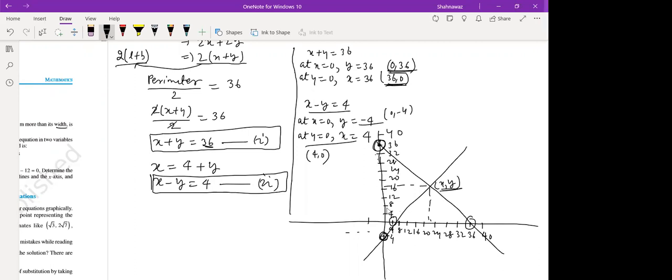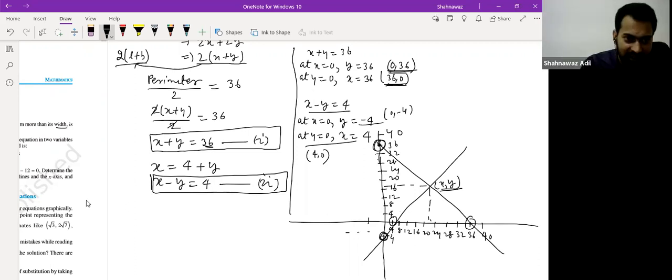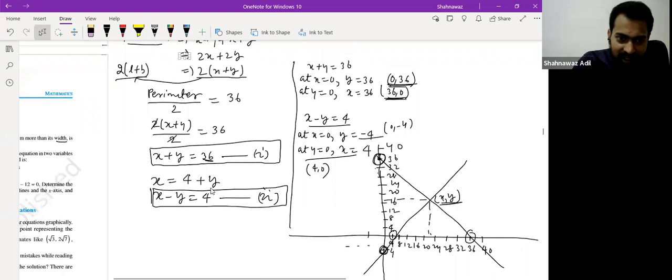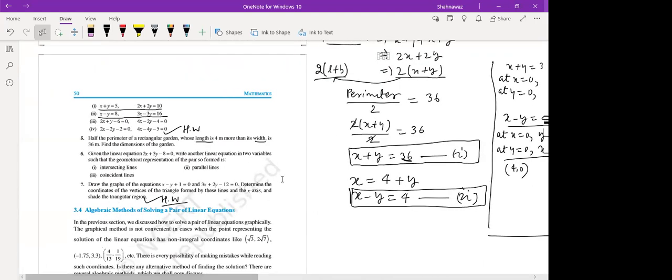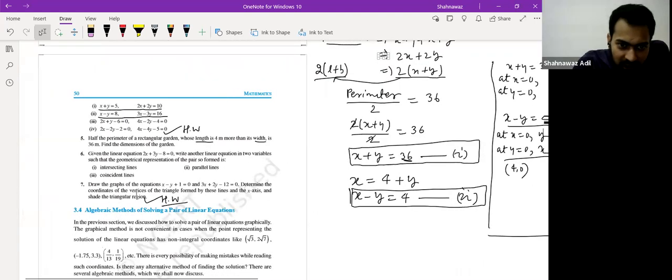As per our agreement, this last one was your homework. Okay, so determine the coordinates of the vertices of the triangle formed by these lines and the x-axis. So there is a twist in this question.